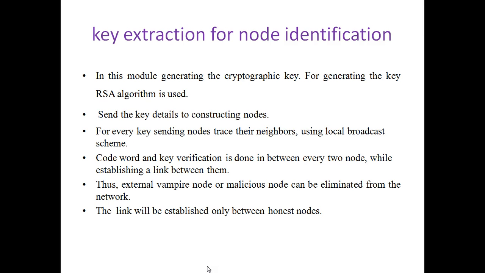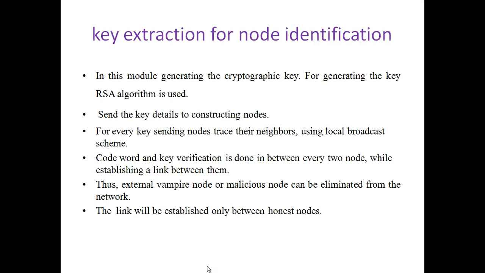And the key extraction for node identification module. In this module, generating the cryptographic key for each node. For generating the key, the RSA algorithm is used, and the key details are sent to every constructing node. For every key sending node, trace the neighbors using the local broadcast scheme. And after that, code word and key verification is done between every node while establishing a link between them.